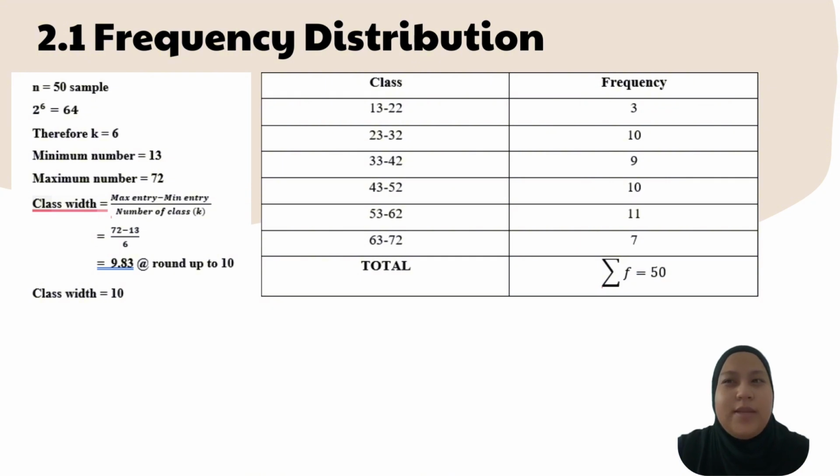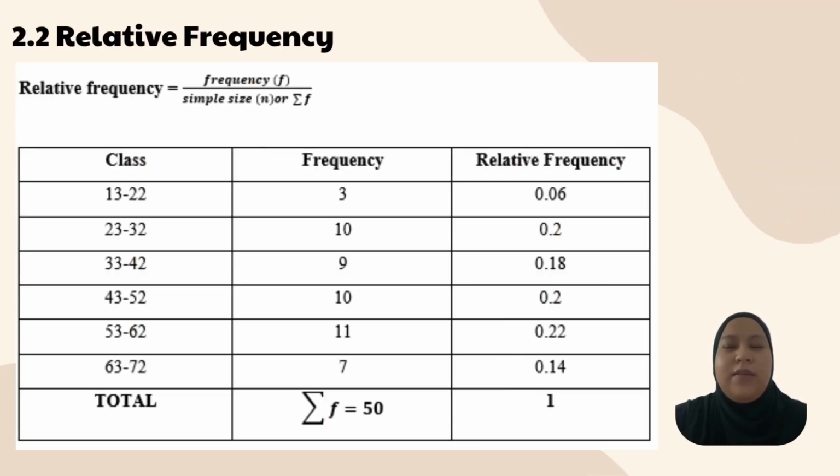To get the class width, it is the maximum entry minus the minimum entry, divided by 6, which equals 9.83, and I round up to 10. For the minimum data entry, 13 is the convenient lower limit for the first class. To find the other lower limits, add the class width of 10 to the lower limit of each previous class. For example, the lower limit of another class is 32 plus 10 equals 42, and 42 plus 10 equals 52, and so on.